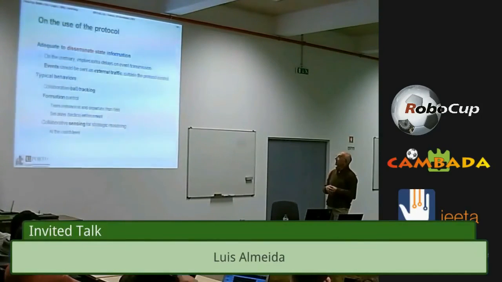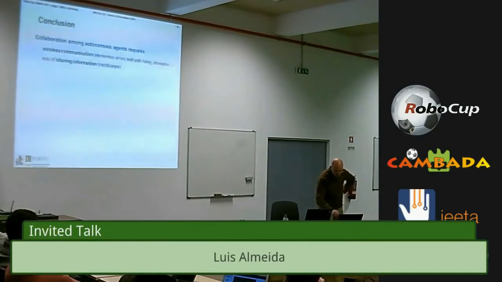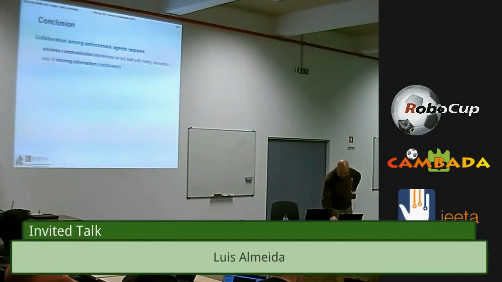So typical behaviors, collaborative ball tracking or formation control, whatever. So collaborative sensing, for strategic reasoning, so whatever, so you can use this for any of these purposes. All right, so this was done to support collaboration among autonomous agents through wireless communication, supporting or tolerating interference, errors, multipath fading, attenuation, whatever, and it's a way of sharing information. So it's kind of this middleware.